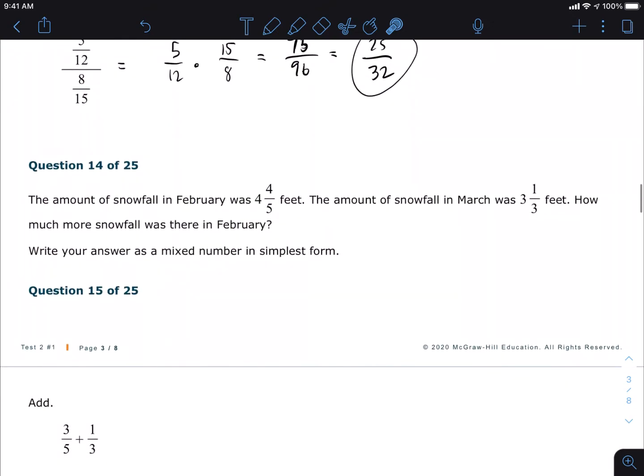All right, so look at this one here, right? This is number 14. It says the amount of snowfall in February was 4 4/5 feet, okay? The amount of snowfall in March was 3 1/4 feet. How much more snowfall was there in February? So is this a distance equals rate times time problem, or is it just comparing how much snow fell?